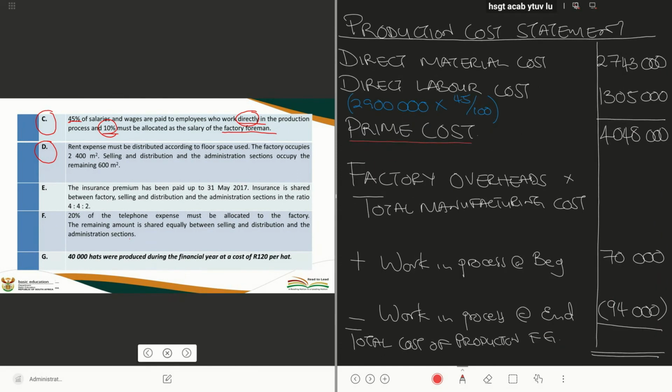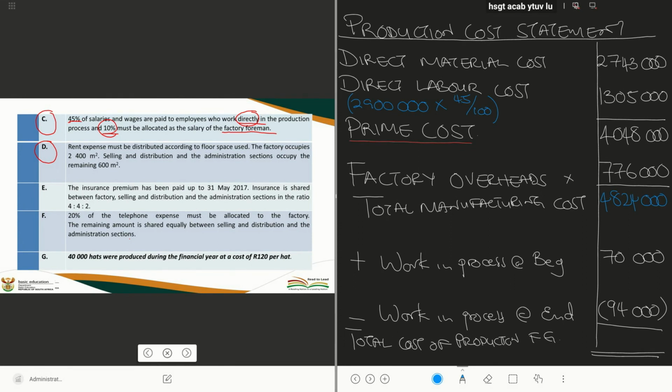So we're going to come here, and then we're going to say our factory overheads is 776,000. And then we're going to add it now. Have your calculator? 4,000,000 448,000 plus 776,000. How much does it give you? 4,824,000.